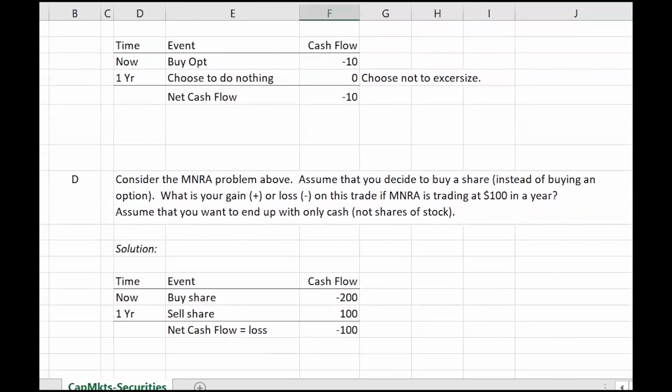If things are going really badly, all we're ever out is what we paid for the option, because in this case we just choose not to exercise it. And if we had just done the traditional simple thing of buying a share and then selling the share, we would have lost 10 times as much.